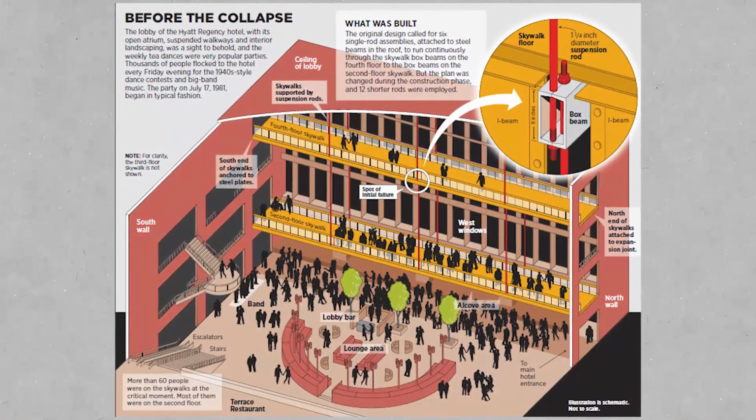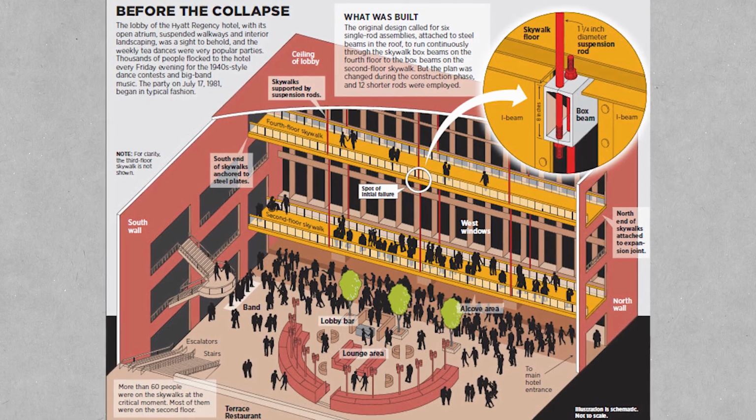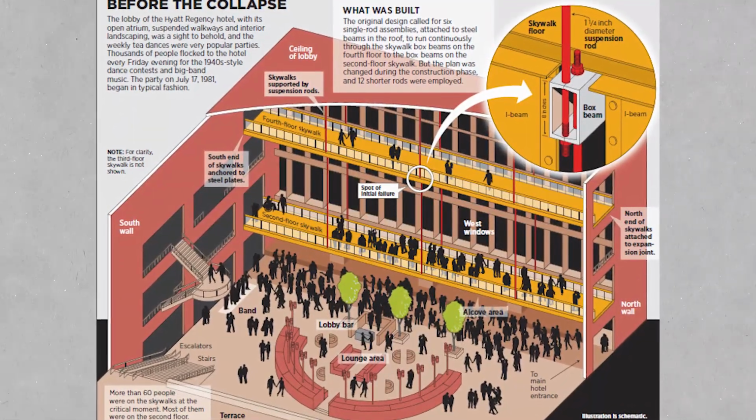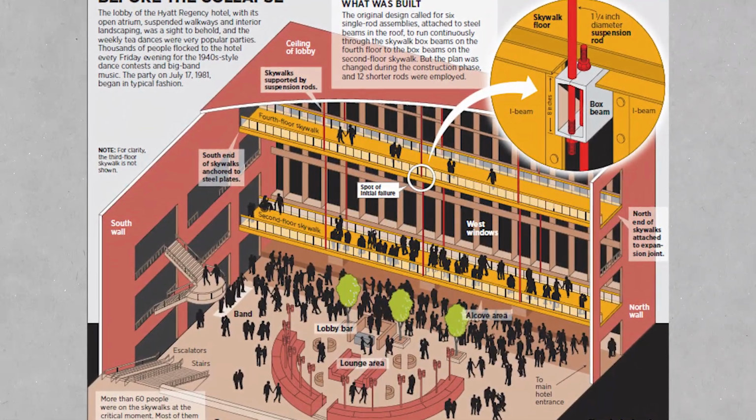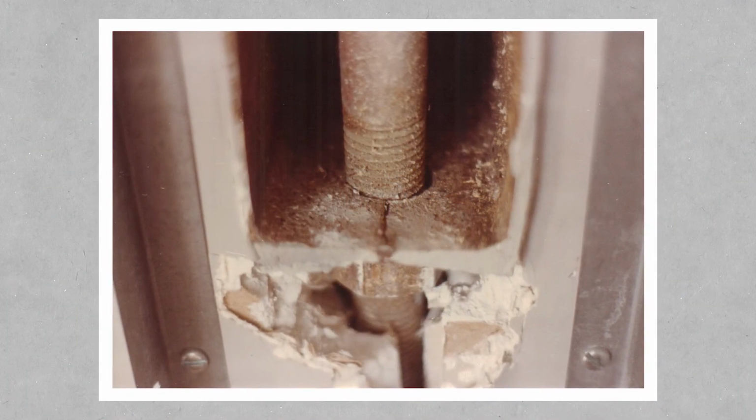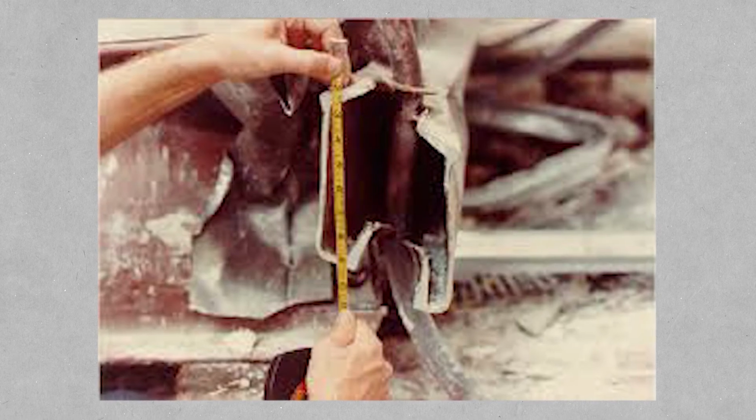Approximately 40 people were standing on the lower bridge and 20 were on the top. They'd gathered there to watch a dance which was taking place below the bridges. The added weight of 60 people was too much and the nuts were literally pulled through the beams, as you can see here. You can also see that those rods and nuts on the upper floor stayed in place.